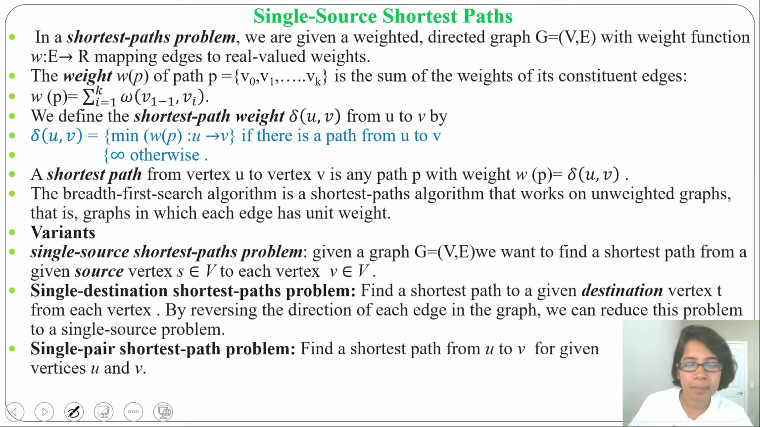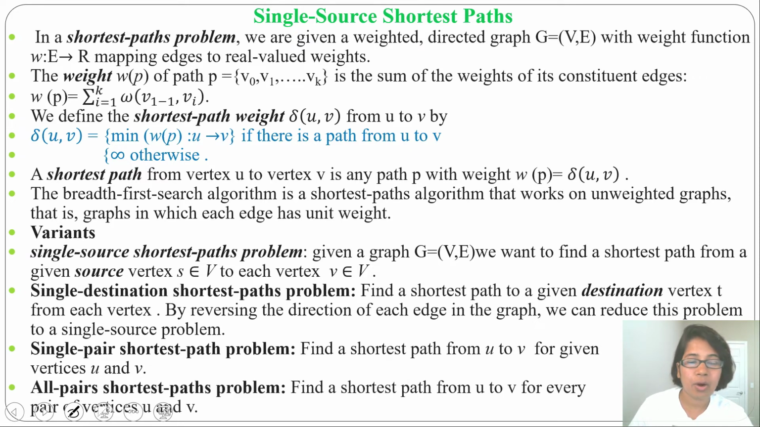Next, single pair shortest path. Find a shortest path from U to V for given vertices U and V. So that is single pair shortest path, if you want to find the shortest path between a pair. Next is all pair shortest path. Find a shortest path from U to V for each pair of vertices U and V. If we are finding the shortest path between every pair of vertices, that is the all pair shortest path problem.